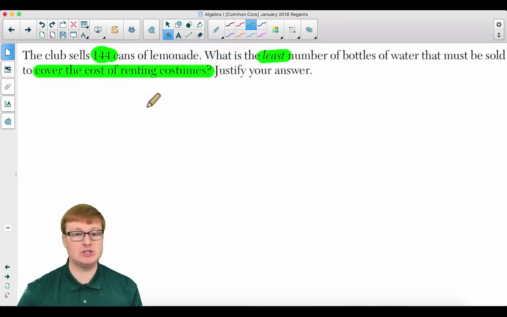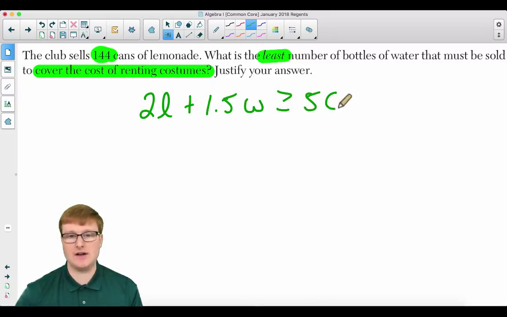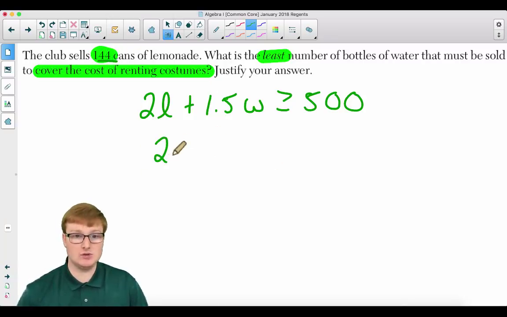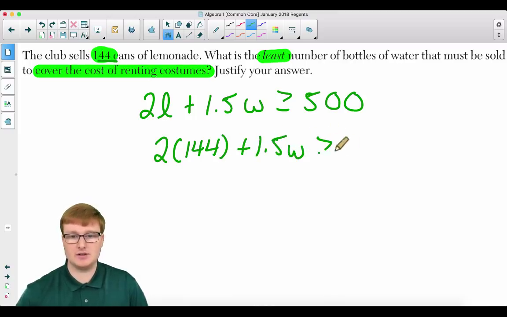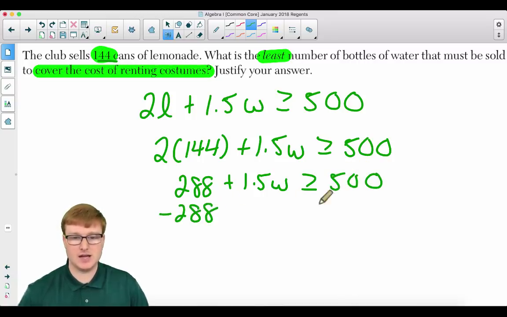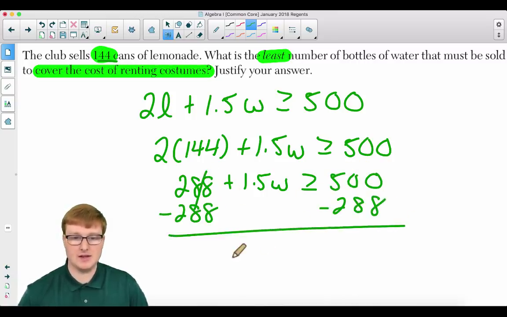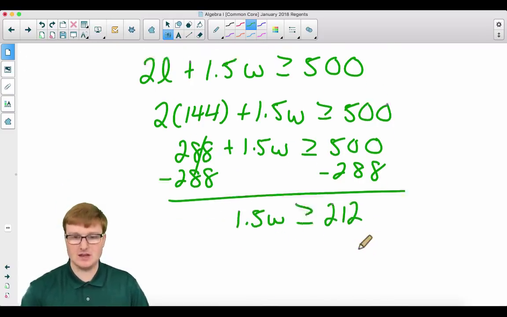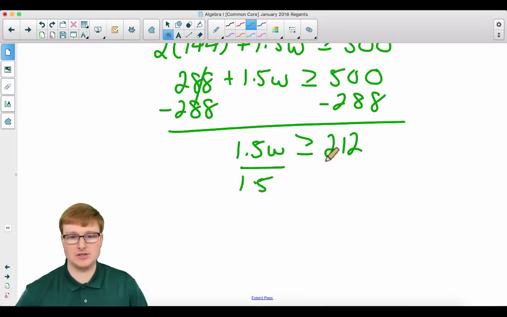So we're going to take 2L plus 1.5W is greater than or equal to 500. We're going to solve for W, given that we have 144 cans of lemonade that we sold. So 2 times 144 plus $1.50 times W is greater than or equal to 500. Let's go ahead and solve for W. 2 times 144, that's going to be 288, plus 1.5W is greater than or equal to 500. Subtract the 288 on both sides. Once we have this, we have 1.5W is greater than or equal to 212. Now we are going to divide by 1.5 on both sides.